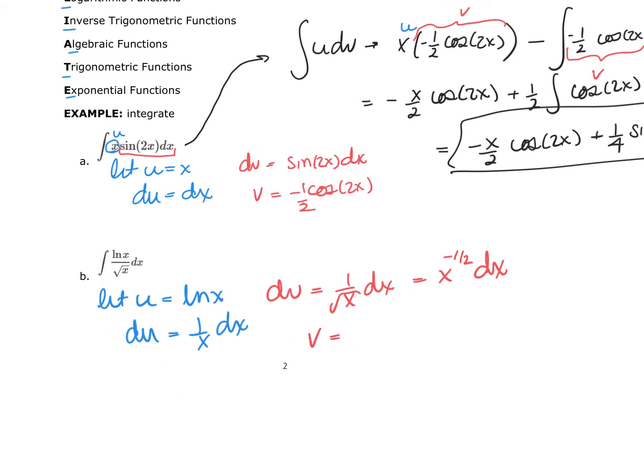That means v must have been, let me see, if I undo this, I'd add 2 over 2 and then divide by that. So then v must have been 2 x raised to the 1/2.